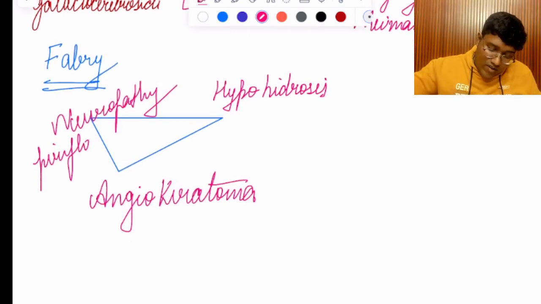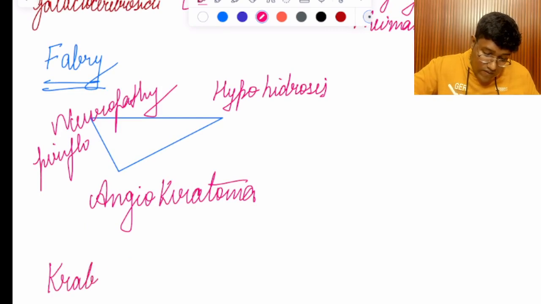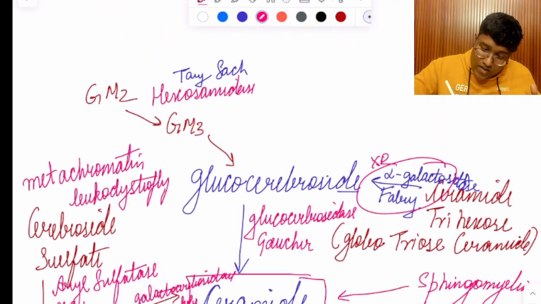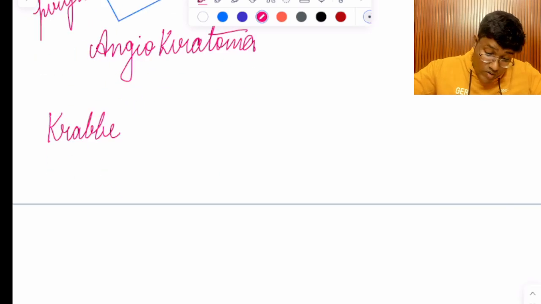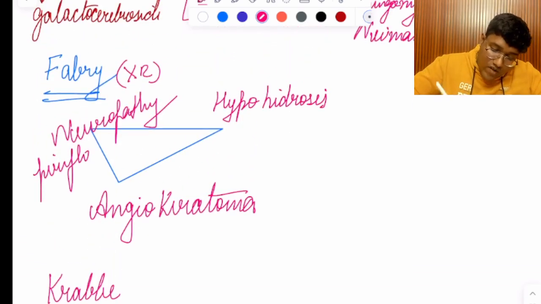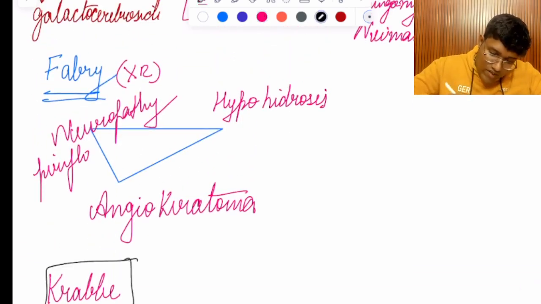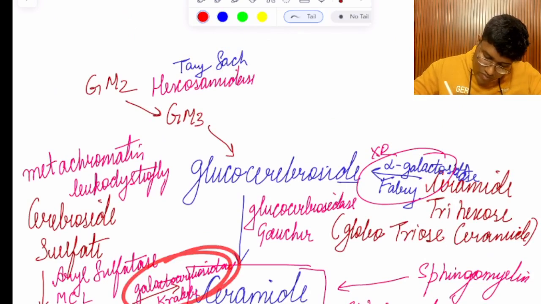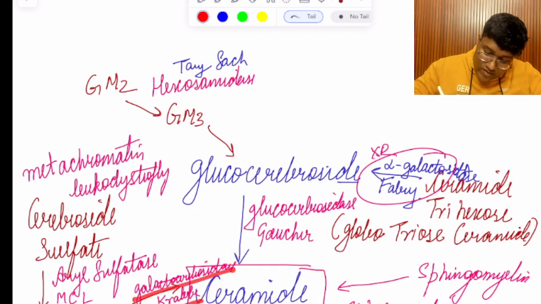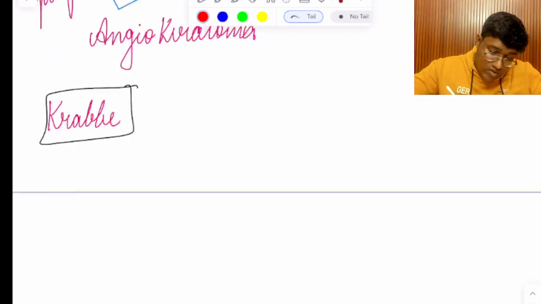Now what about Krabbe? The interesting part about Krabbe. Also, not to forget, Fabry is X-linked recessive, right? So just remember that. The rest are all autosomal recessive, I wouldn't mention. Now Krabbe. The beauty of Krabbe. What is causing Krabbe? Let's see that. So these guys over here, galactocerebroside to ceramide. That is galactocerebrosidase deficiency is going to cause Krabbe.